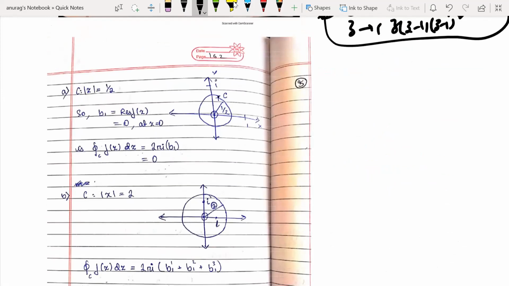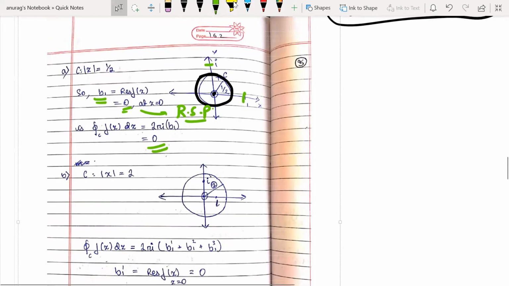In the first part, mod z equal to 1 by 2. Therefore, the only singularity lying inside is z equal to 0, because 1 and i both are outside. In this case, you have to find only one residue, b1, that is the residue of f(z) at z equal to 0. And this value is 0 because in the case of a removable singular point, the residue is 0. So the integration is going to be 0.